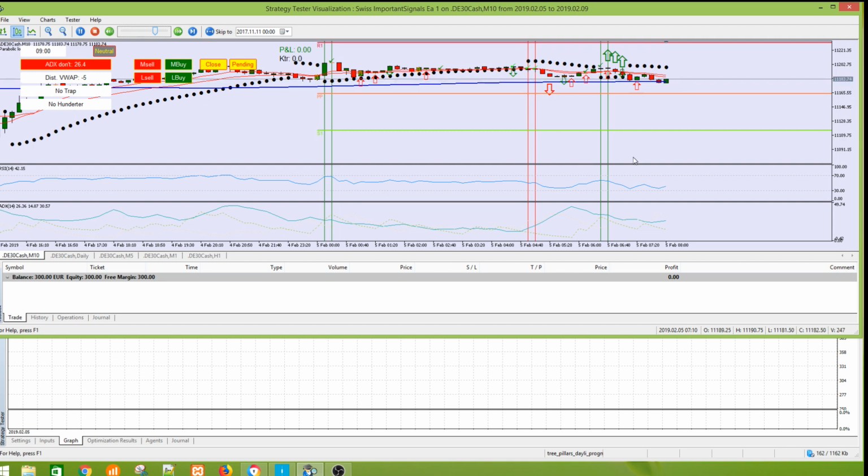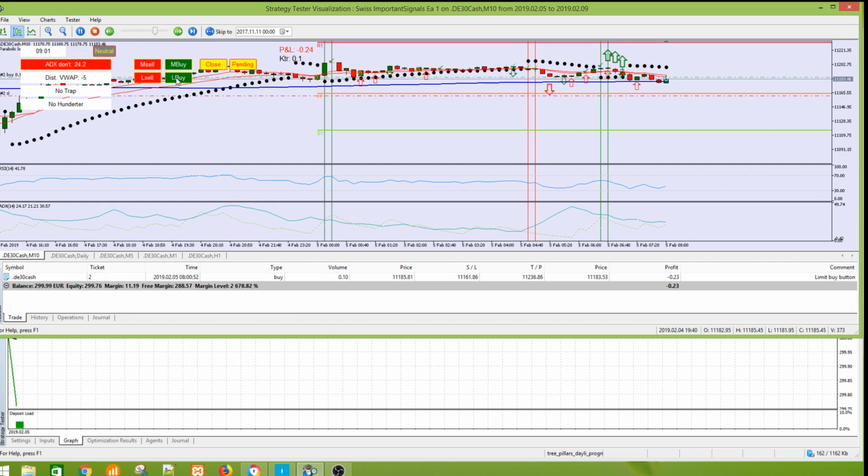So now we have the open. It seems that it goes up. I just put a feeler. It's just 0.1 contracts with limit buy. If this doesn't work, I kill it again.